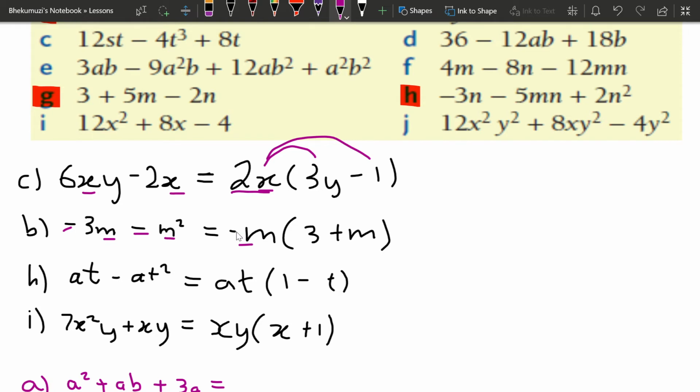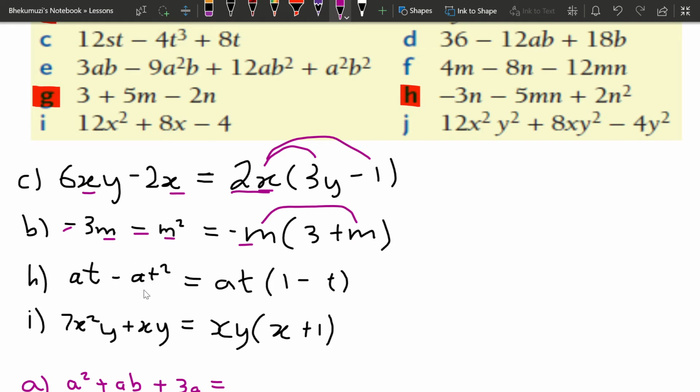And because it was a negative, right, we're taking out a negative m. When we multiply it in, it has to be a positive m, because then we'll be able to get negative m squared, and that is very important. Okay, and so when we look at the next one, it's at minus at squared.